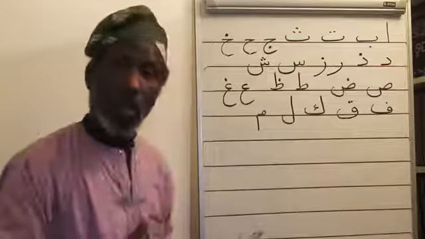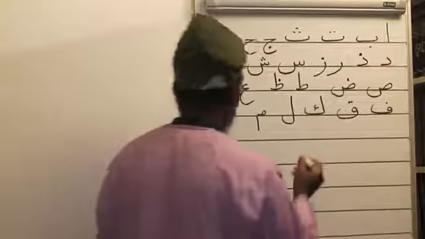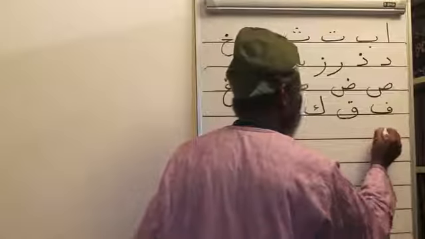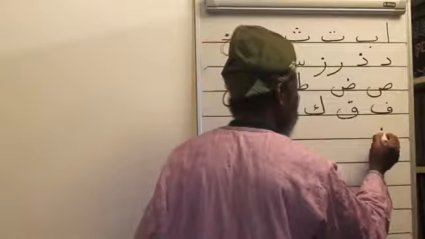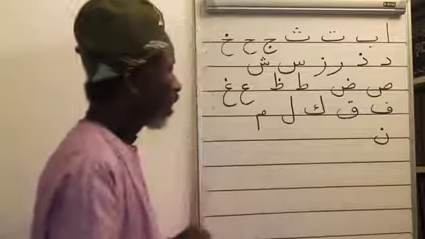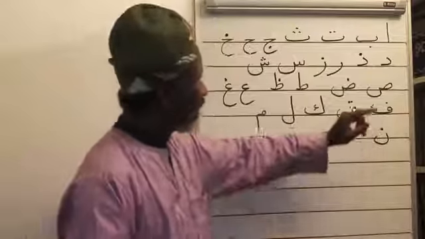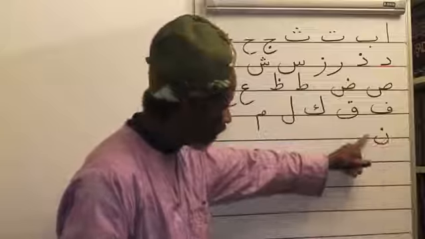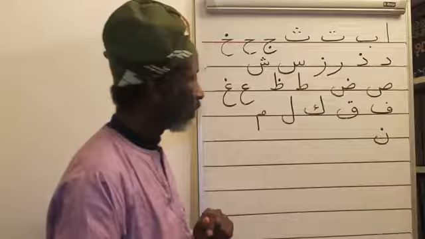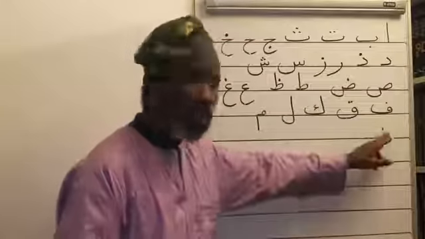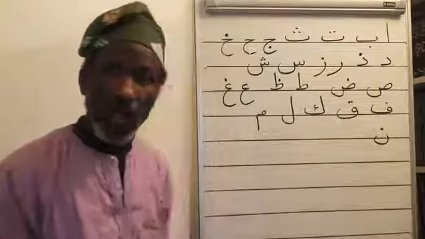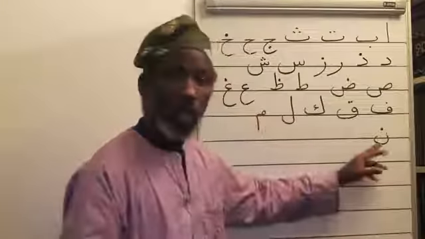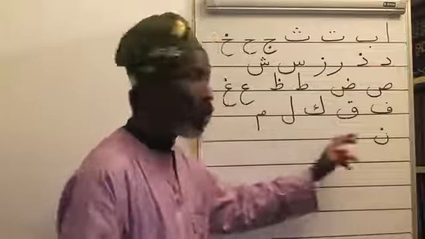Next is Noon, also the only one in the family. Noon. One dot there in the corner. It's not like the Ba family because it's deeper and has a dot there. So Noon, like N-O-O-N. So Lam, Mim, Noon.